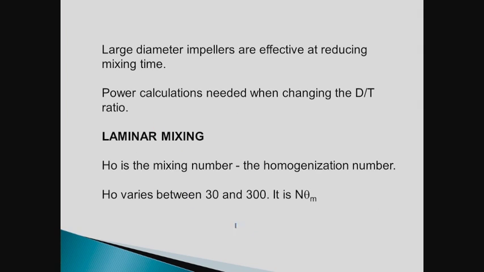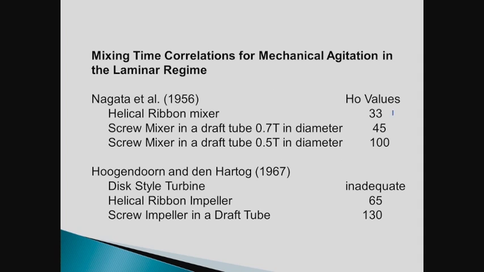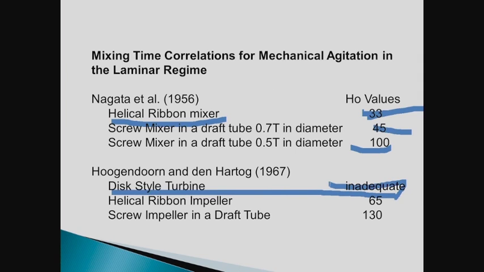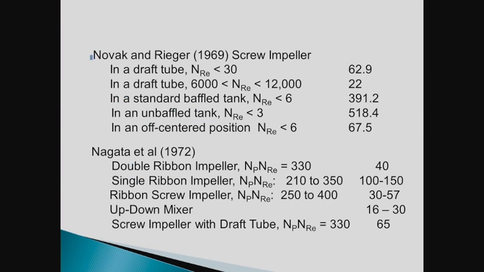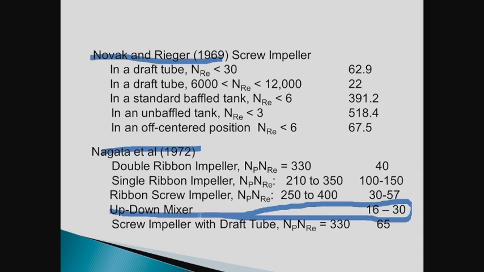Laminar mixing. Well, here you go. N theta again. This is often expressed as a homogenization number. And it's between 30 and 300. And here we have various values. Helical ribbon, 33. Here's a turbulent mixer in a laminar application. It's inadequate, as we have 65. So we have the Dutch, we have the Japanese, we have some Czechoslovakians, the Japanese again. Up-down mixer, really great. Look at that. 16.